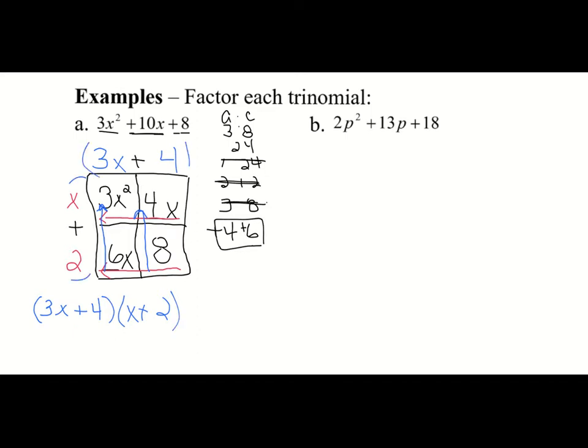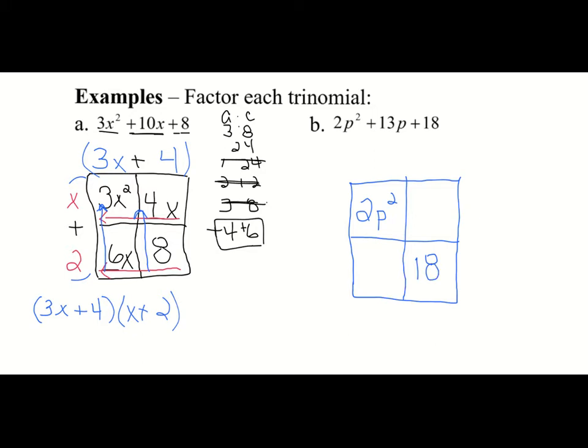All right, let's try it with B. And, if you want, pause the video, try it, see what you can do. Again, we need our box. So here's my box, my 4 corners inside the box. In that first upper left-hand corner, we're going to put our 2p squared. In the bottom right-hand corner, we're going to put our 18. And again, I have two plus signs, so I know both my factors are going to be positive. Don't forget your middle variable, that p goes in those other two boxes, the upper right and the lower left.